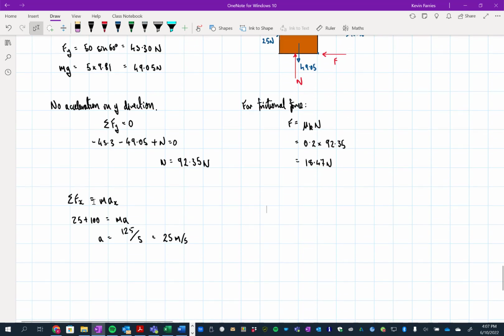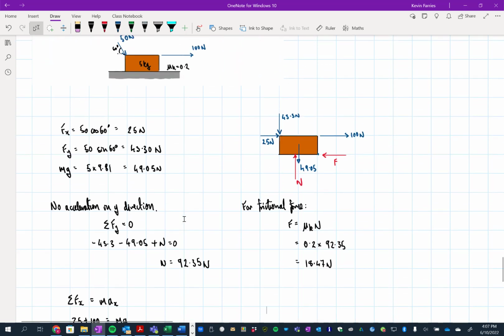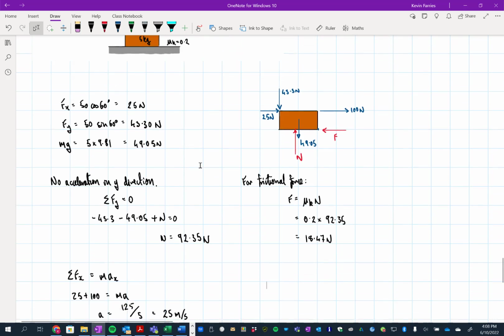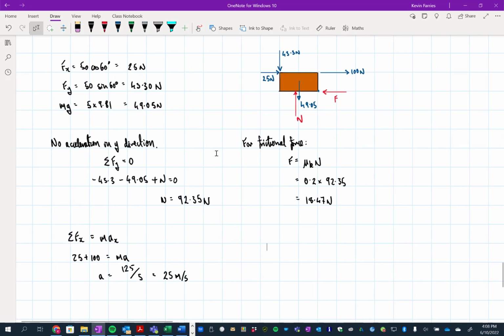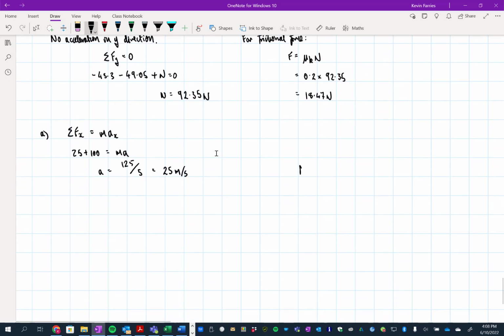Okay, so we can use this formula just in component form. So we can find the acceleration in the x direction is just equal to the sum of the components of the forces in the x direction divided by the mass. So this was really part A. Acceleration is equal to 25 meters per second.